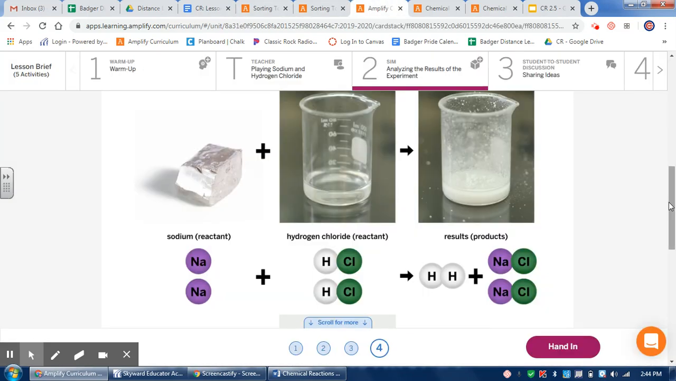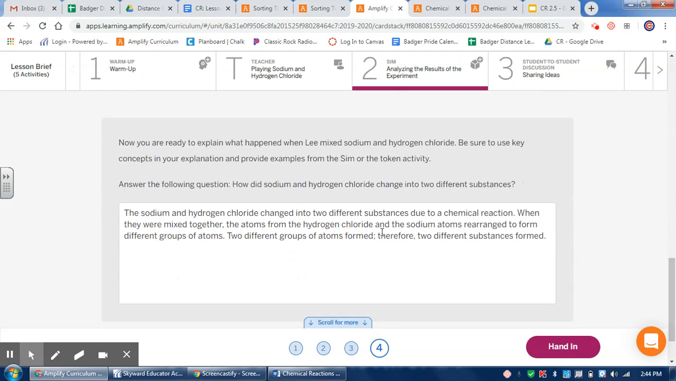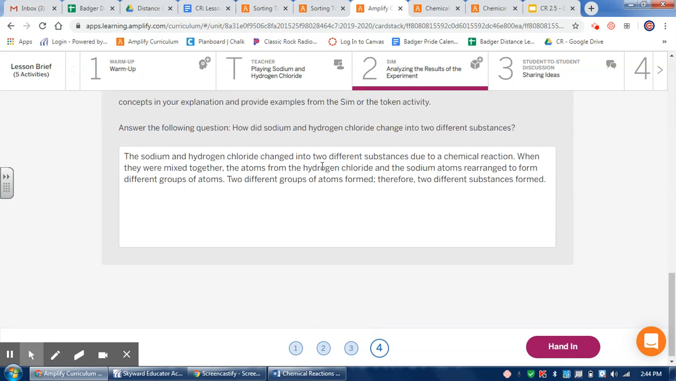So going back, we're going to want to answer this question: how did sodium and hydrogen chloride change into 2 different substances? I wrote down that the sodium and hydrogen chloride changed into 2 different substances due to a chemical reaction. When they were mixed together, the atoms from the hydrogen chloride and sodium atoms rearranged to form different groups of atoms. 2 different groups of atoms formed, therefore there were 2 different substances formed. Once again, you can pause the video and you can take a look at this and type it into your own activity if you want to.